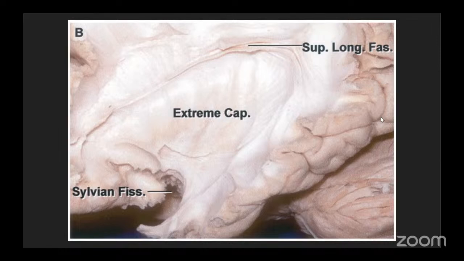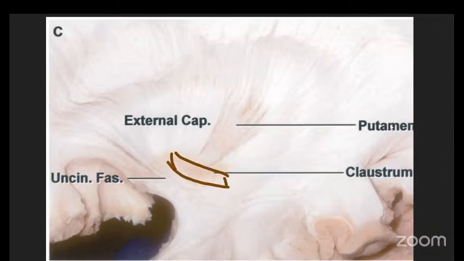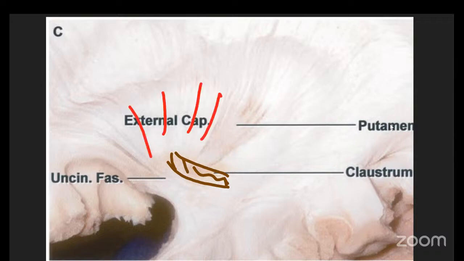Let's go deeper. Once we take the extreme capsule, you can see that there is a small portion of gray matter, which is the claustrum here. And we have the external capsule. This thing here is the external capsule. They have dissected the external capsule in this region. If you look very closely, and if you're looking at a bigger screen, there's this depression here. The external capsule has been dissected from this portion. So the putamen is visible. And we did discuss that underneath the external capsule, we have the putamen. So we are going from lateral to medial here, dissecting layer by layer.